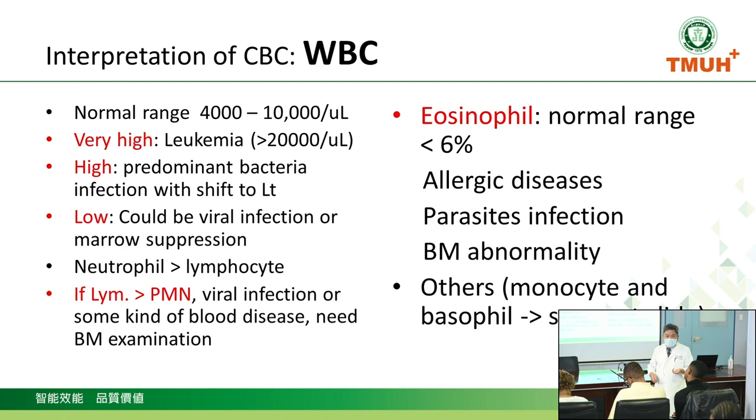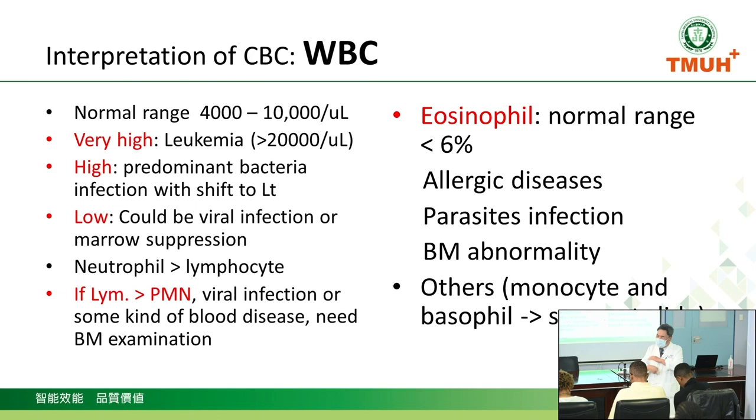If there is no sign of leukemia, then it means it's an infection, usually a predominantly bacterial infection with a shift to the left. It means neutrophils are very high. Low WBC could be viral infection or marrow suppression. How low? Usually less than 4,000, and less than 3,000 with chemotherapy.